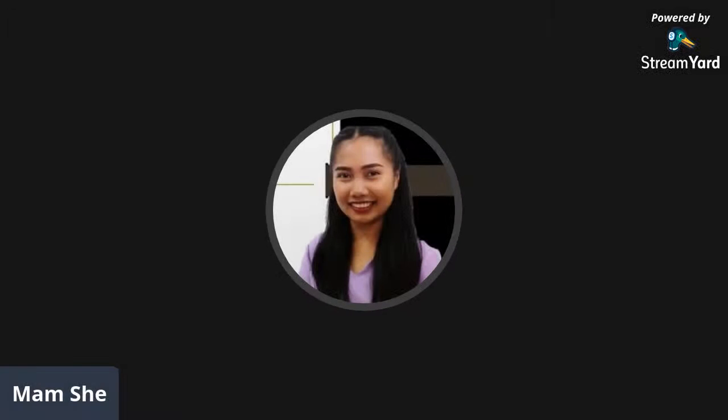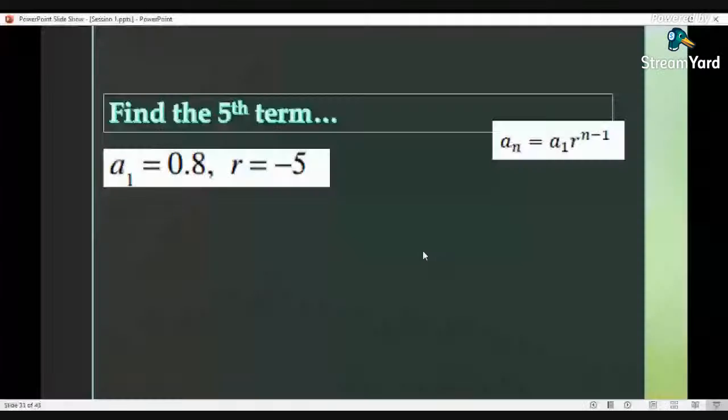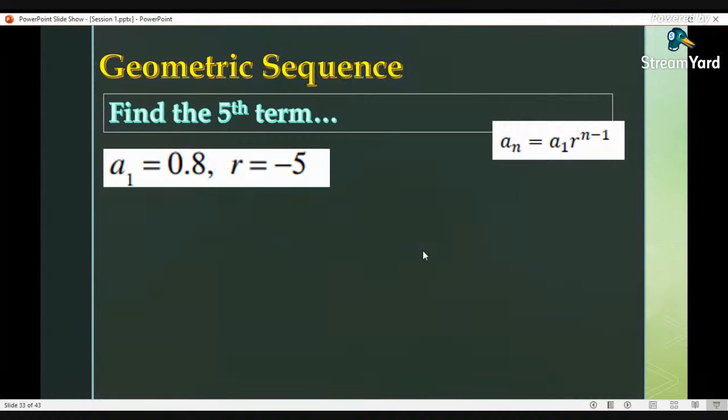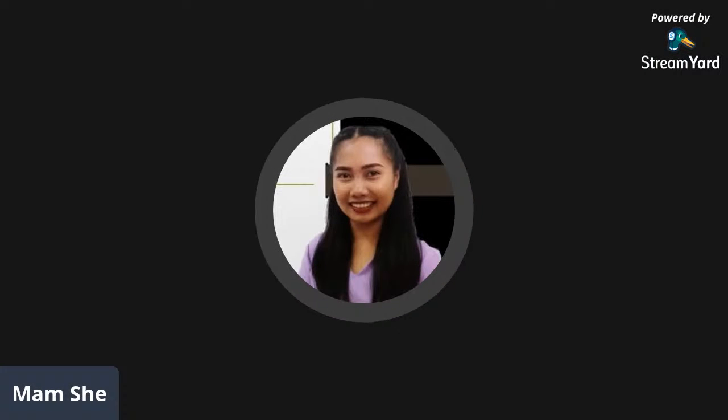Okay, let's continue. I have visitors here. And again, find the fifth term of this. So the given is a sub 1 equals 0.8, and the common ratio is negative 5. So take note, the common ratio is the multiplier. So we have to multiply this 0.8 times negative 5 times negative 5 times negative 5 until we get the fifth term. So let's try to solve that.